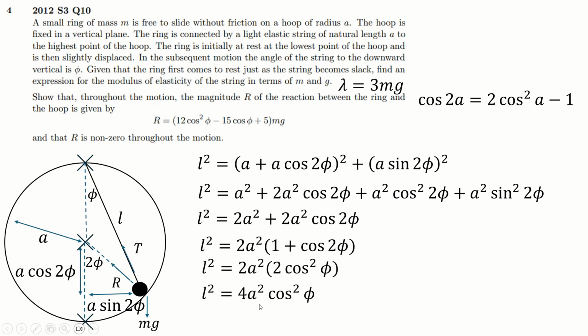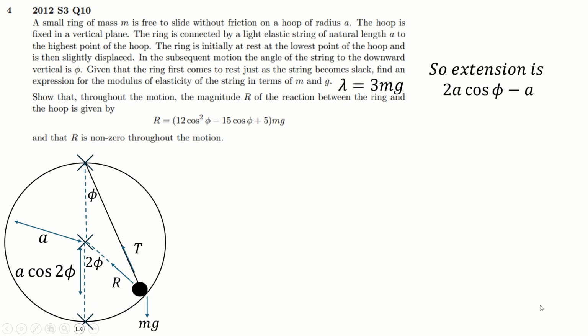Which roots really, really nicely to this. Of course, length has to be positive. So it roots really nicely to this, and that will be our L. And therefore, our extension is not that, right? Our extension is that minus A, minus its natural length. So our extension is this, which we'll use in our energy equations in a second.